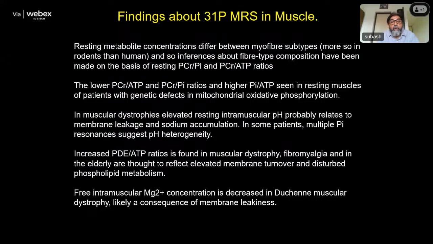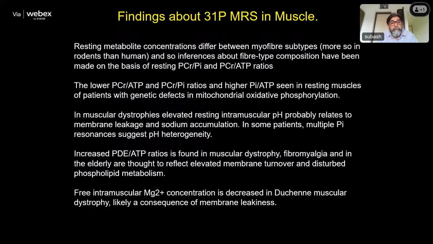So we have found that our muscle, Indian muscle, looks bioenergetically like a much weaker muscle than that of the Western population, because most of the studies shown here are from the Western population. The studies which we have done in India, I will show you a little later. So whenever there's an increase in PDE, there's a muscular dystrophy or disturbed phospholipid metabolism, and the muscle is bioenergetically weaker. The muscle will not be able to work with very high efficiency.